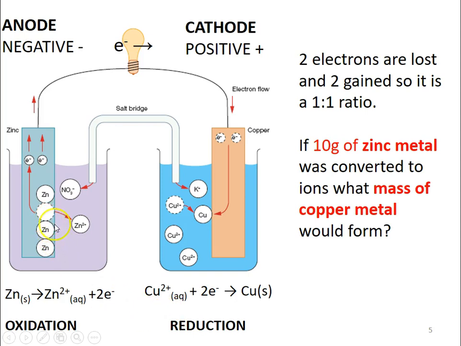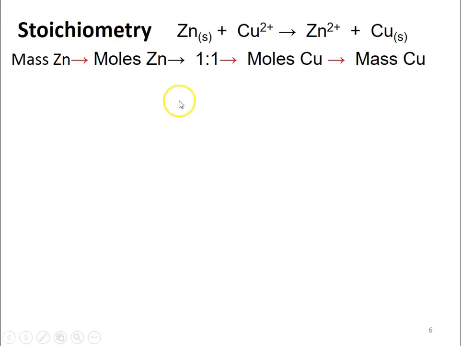So if 10 grams of zinc was lost here and converted to copper ions, what mass of copper would form? So if I ask this question in a class, there's always somebody that yells out 10 grams of copper before they think about it. So we know from stoichiometry that you can't go from the mass of one thing to the mass of something else directly. It's not 10 grams of this to 10 grams of that because the size of atoms are different. So a zinc atom compared to a copper atom, they're different sizes, so they'll have different masses.